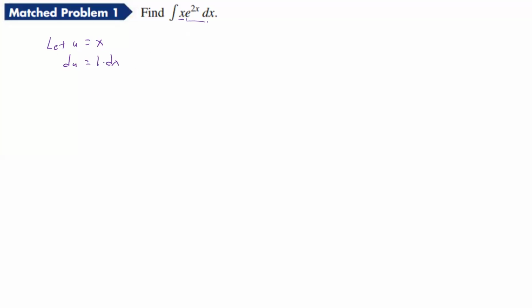So what's left is this part, so that's our u. Now we're going to say that this is going to be our dv. And so dv is equal to e to the 2x dx. And now we need to find v. Well, how do we find v? Well, we integrate both sides. That's going to be v on the left when we take the antiderivative of the derivative.